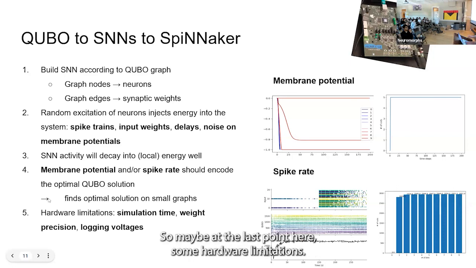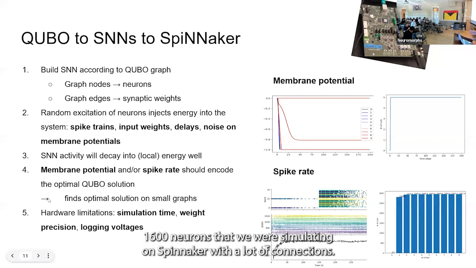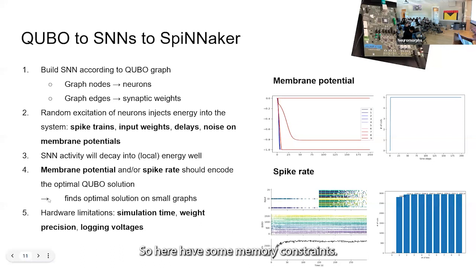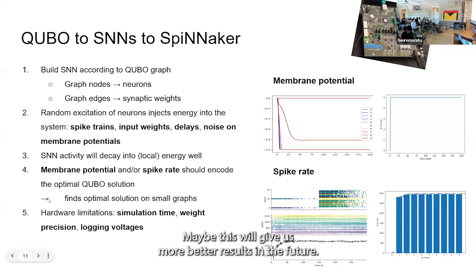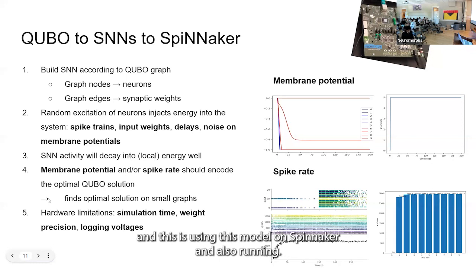Maybe the last point here is some hardware limitations we faced when running the bigger graph on SpiNNaker. We were simulating 1,600 neurons on SpiNNaker with a lot of connections, so we have some memory constraints and were not able to run the simulation for a super long time. Maybe this will give us better results in the future. We also have weight precision problems: we can only use 5 bits for the weights right now with this neuron model on SpiNNaker.